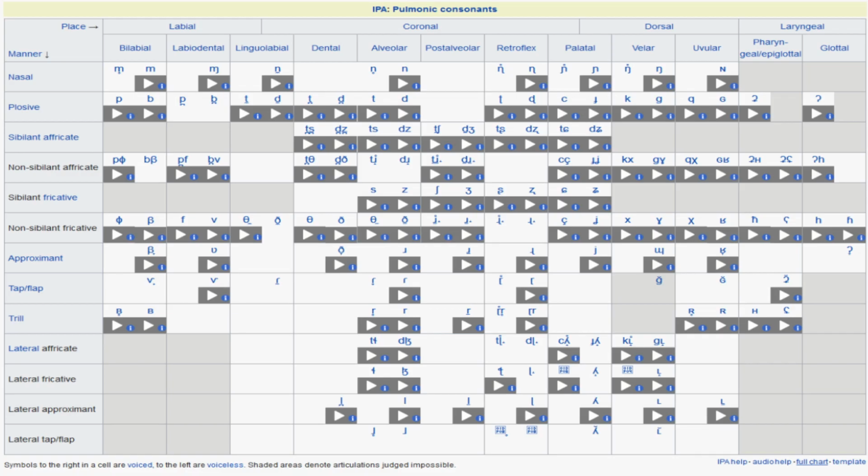And the whole idea of the IPA is to have a one-to-one correspondence between sounds and letters. And these letters are organized into a chart where the place in your mouth where it's pronounced is at the top, and the type of pronunciation, how you say it, is on the side. And on the left of these cells are unvoiced or voiceless variants, and on the right are voiced variants. You might even recognize some of these letters already, right?